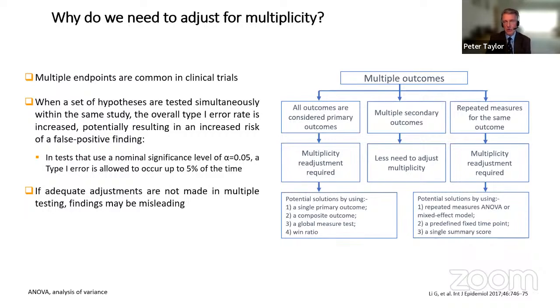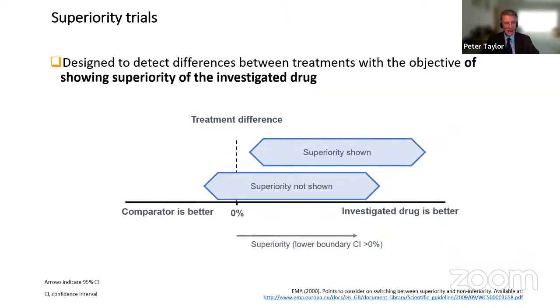And you can see in the chart on the right that if you consider all the outcomes as primary outcomes, really you need to adjust for multiplicity. Similarly, if you look at repeat measures of the same outcome, you need to adjust. But if you're looking at multiple secondary outcomes, it's not necessarily so important, but we need to take into account all these issues when we interpret the clinical trial data. So let's put all of this into context.